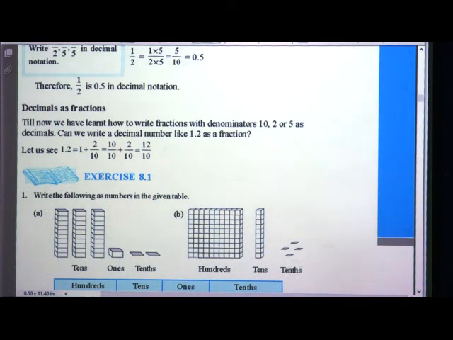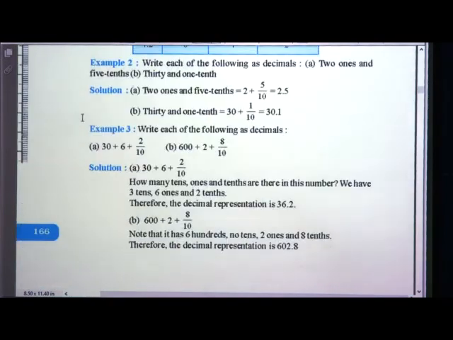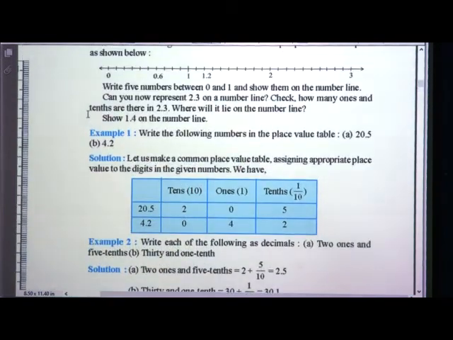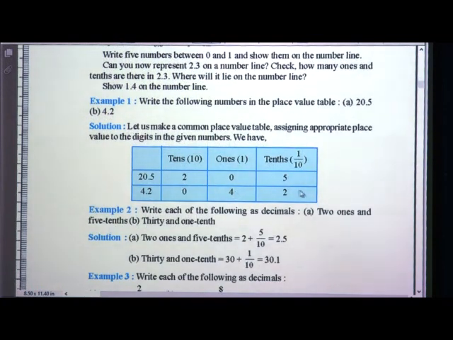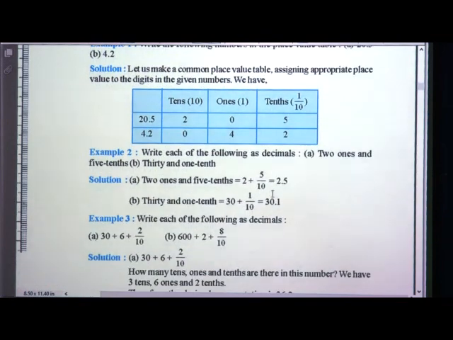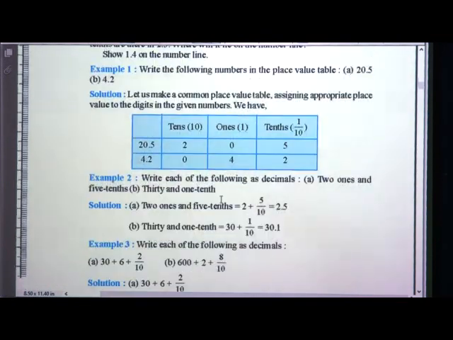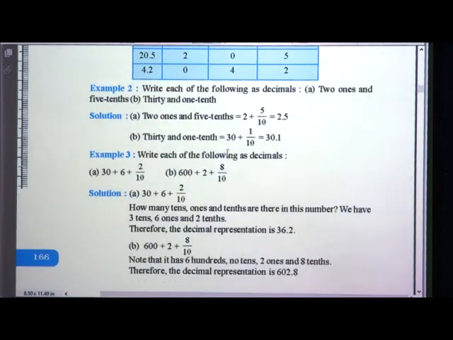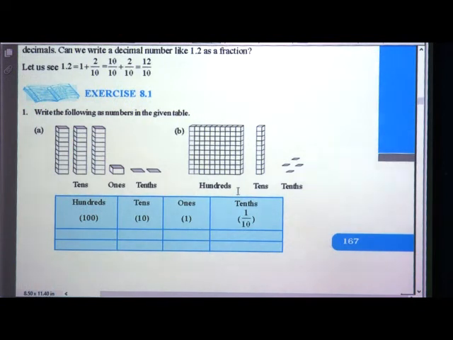So, till now we have seen fractions as decimals, and then we have solved a few examples to find the place value of the decimals and how to write the expanded form. Now, we will see a few examples from exercise 8.1. Okay.